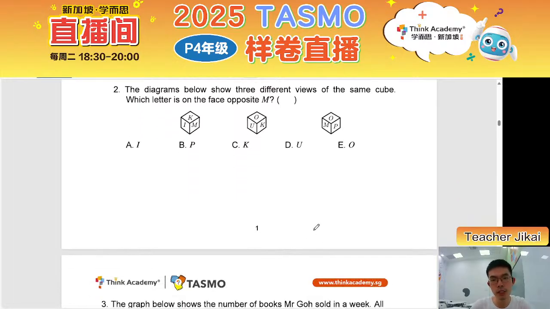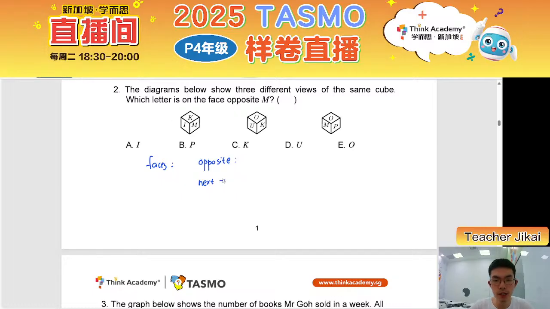For the second question, we want to find which letter is on the face opposite to M. For the faces, we can make them into two categories, right? The first one is the opposite face. This is what we want to know. And also, we have the faces which are next to it.